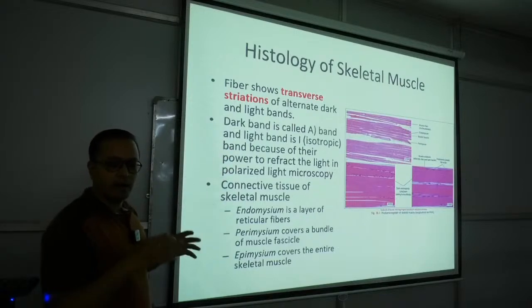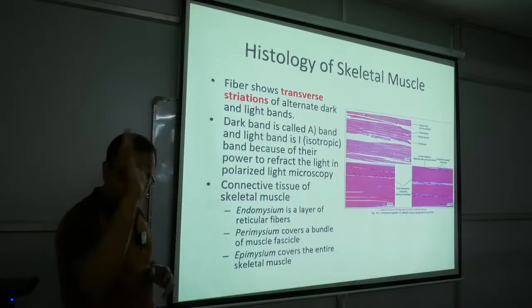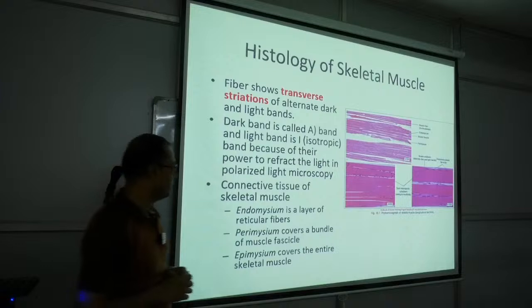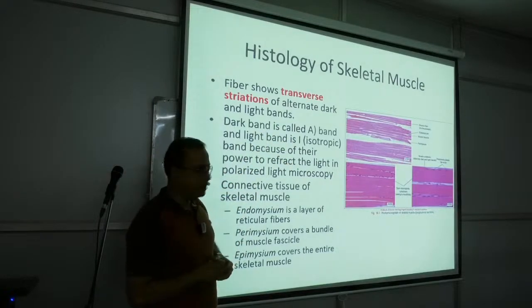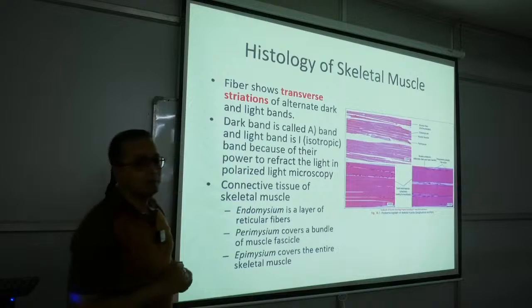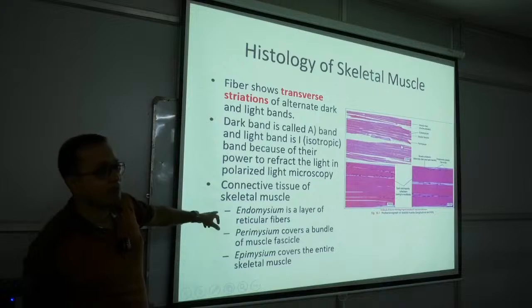This particular A band and I band signifies something which we are going to learn in detail in physiology. In anatomy, we are not going to dig in deep. In general, this muscle fiber is covered by a membrane. We call this membrane mysium. So if this myofiber is covering these myofibrils, we call it endomysium.